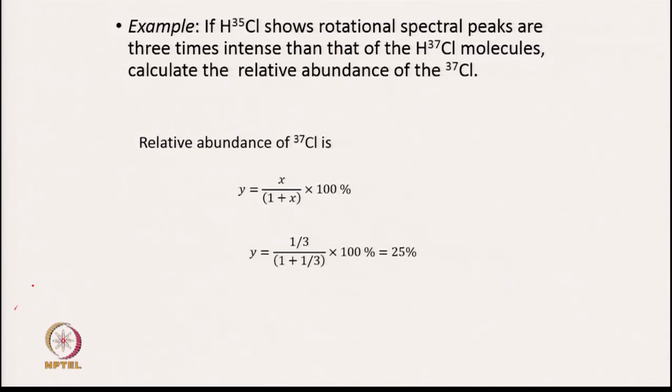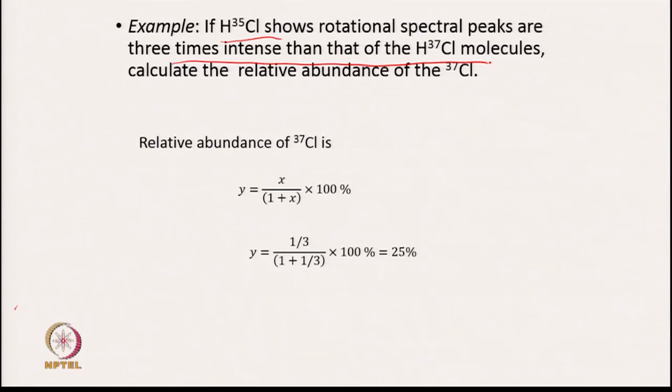So in the given example, it is given that H35Cl, hydrochloric acid, where chlorine is in the isotope form 35Cl, shows a rotational spectrum peak which is 3 times more intense than the H37Cl molecule. So now we have to calculate the relative abundance of 37Cl in the molecule.